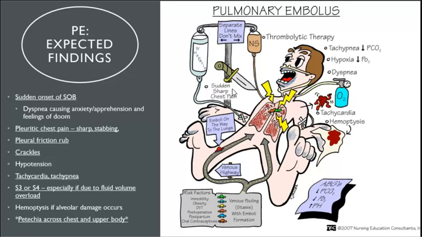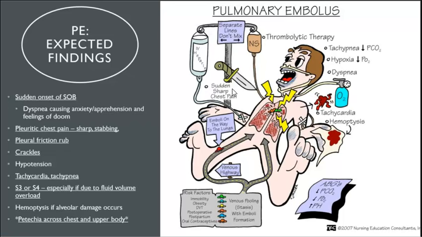Pleuritic chest pain. That means chest pain specifically in the pleural space. It's going to be sharp, it's going to be stabby, because it's not getting oxygen. Pleural friction rub. As the tissues become inflamed from lack of oxygen and a buildup of CO2, that pleural space is going to start rubbing together, and we can hear that when we listen to them. You can actually hear a rubbing sandpaper sound. You can also hear crackles as fluid is not moving the way that it should. It starts to build up in the lungs.